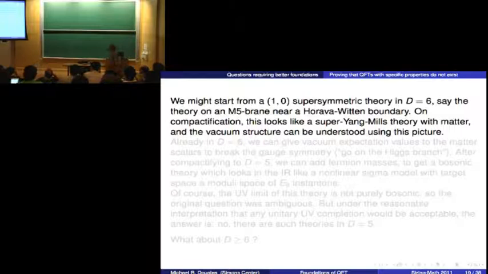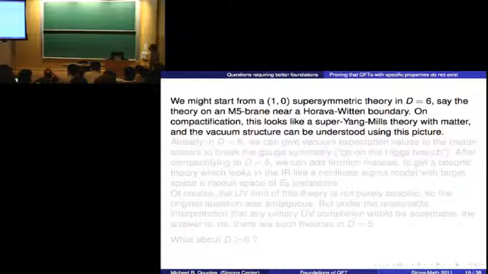So you might take the 1-0 theory, which is the N=5 string near the Horava-Witten boundary. So, super Yang-Mills theory with matter, but now in this higher dimension. You know, it's no longer super Yang-Mills. It has a tensor multiplet and so forth. But in some sense, it's the primordial six-dimensional theory from which this comes.